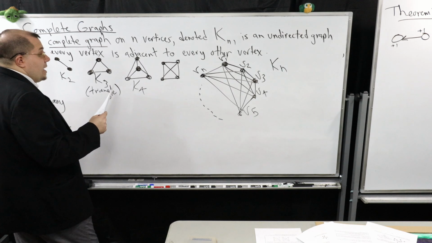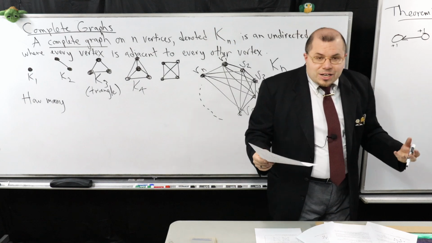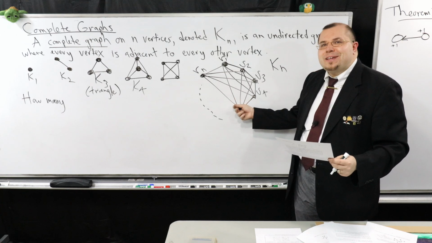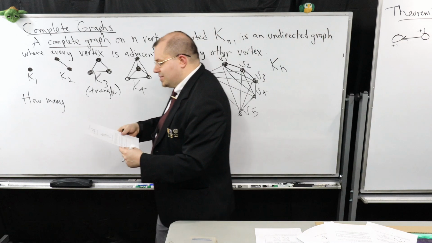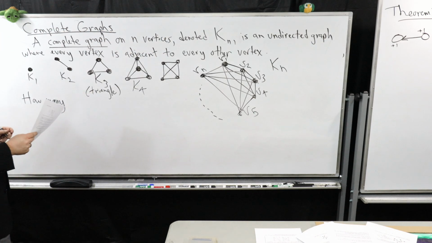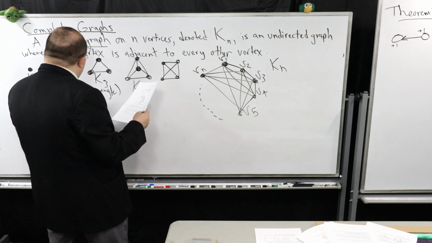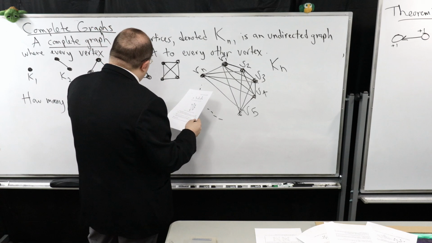Keep in mind, if I give you a simple graph, the maximum number of edges possible has to match up with the complete graph, because every vertex is adjacent to every other vertex. So sometimes it's helpful to know an upper bound on the number of edges that are possible. So how many edges does Kn have?